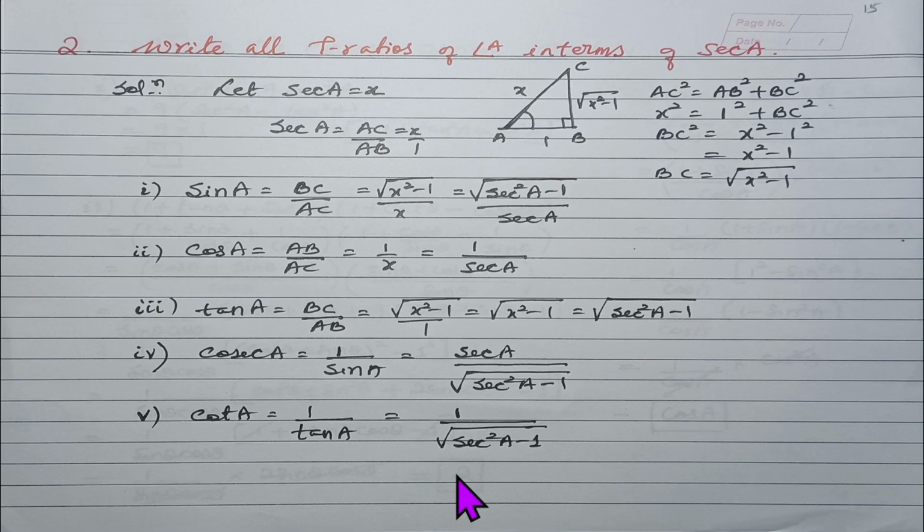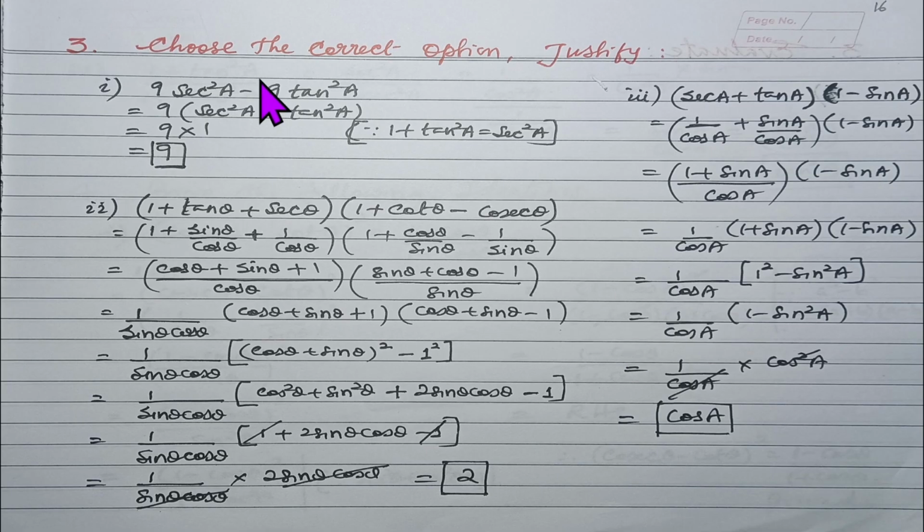Therefore reciprocal will be 1 by root of sec square A minus 1. So that is how we express the T ratios in terms of sec A. Now coming to the next example, choose the correct option and we have to justify it.